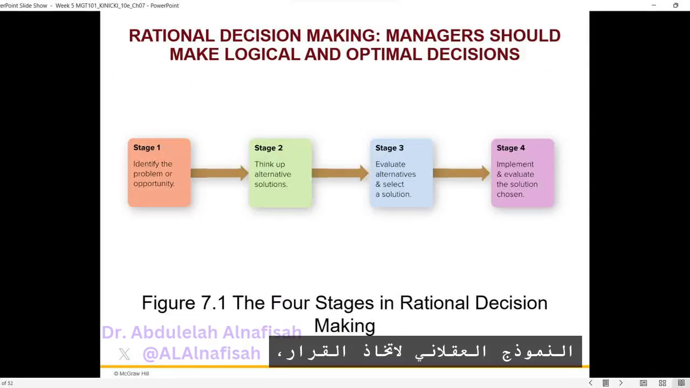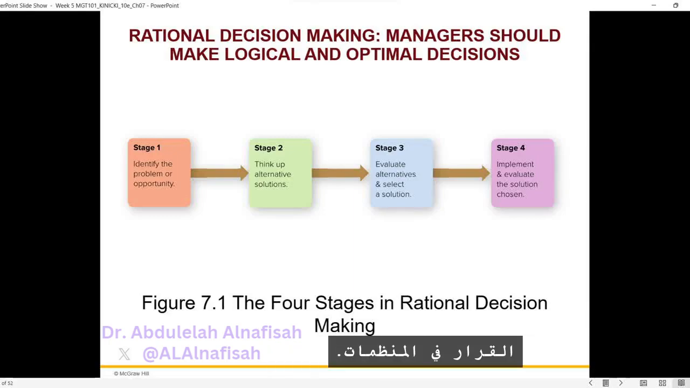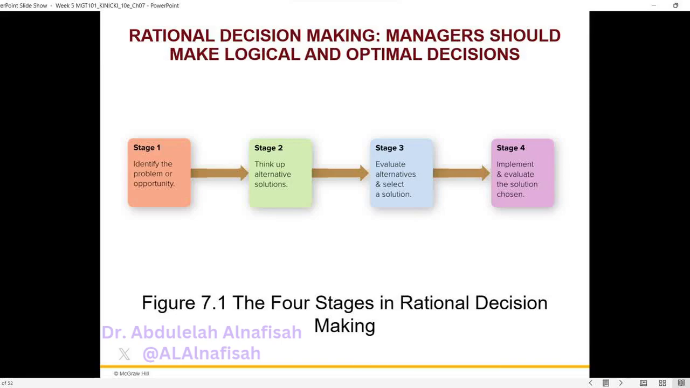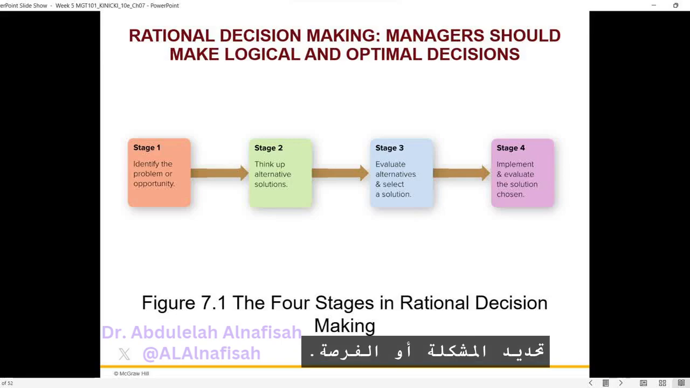The rational model of decision-making, also known as the classical model, is a framework that explains how managers should approach decision-making in organizations. It assumes that managers will make logical decisions that are in the best interests of the organization, aiming to achieve optimal outcomes. The rational decision-making process typically consists of 4 stages. Stage 1. Identify the problem or opportunity.